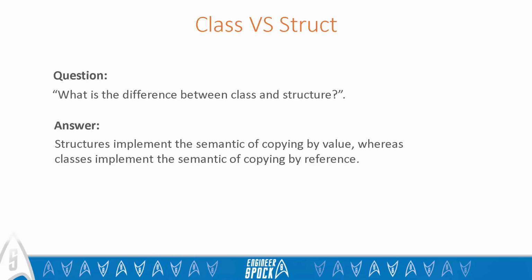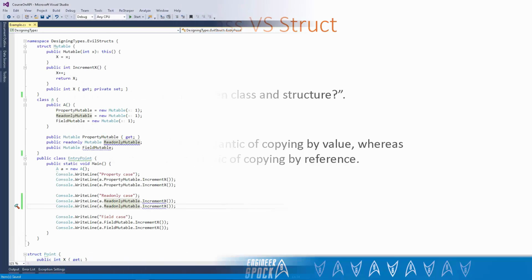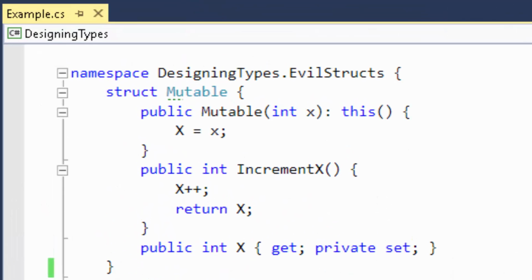Let's consider good and bad examples of using structures. Let's switch to Visual Studio and look at an example. Here is a structure named Mutable, which contains an integer value. It also has a public method which increments that integer value by 1 and returns the result. This is a very bad idea, and you'll see why very soon.